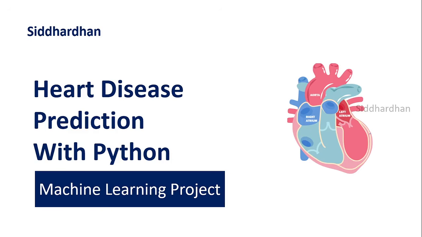This is the 10th project video in our machine learning project series, and in this video we are going to build a machine learning system that can predict whether a person has heart disease or not. Okay, so this is the problem statement we have today. Before getting into the hands-on part, I would like to explain the procedure we are going to follow for completing this project.